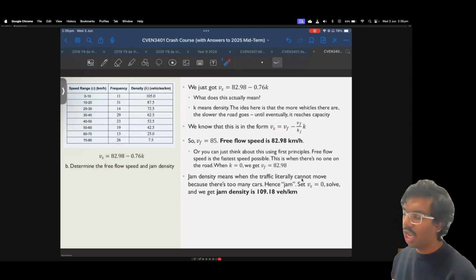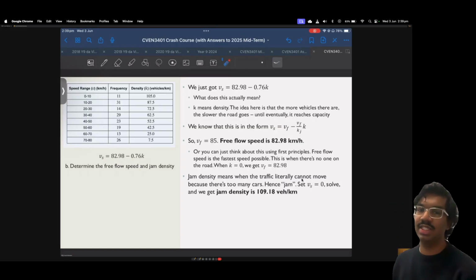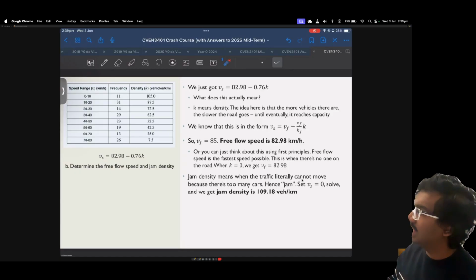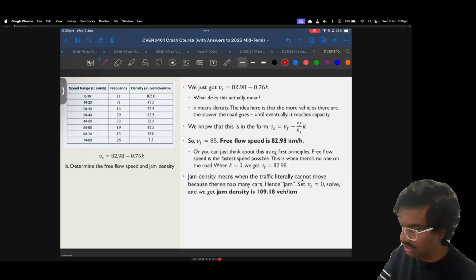And then for jam density, again, just think about what jam density means. Jam literally means traffic jam. It means it's jammed, no one can move. So if no one can move, that means speed is 0. So we set Vs equal to 0.